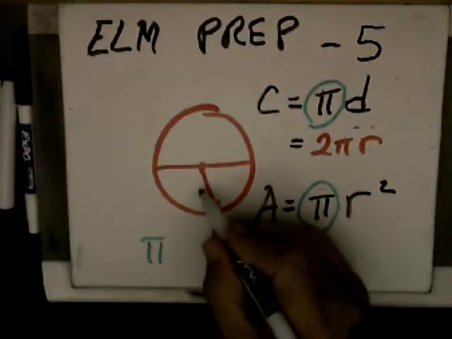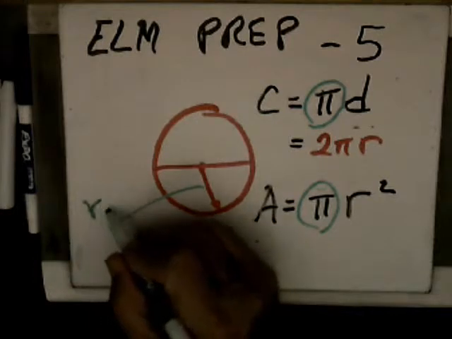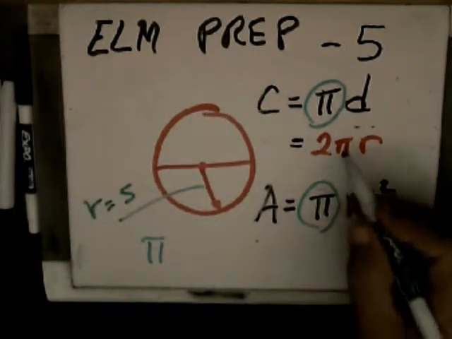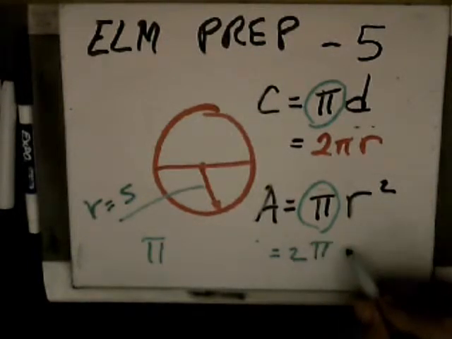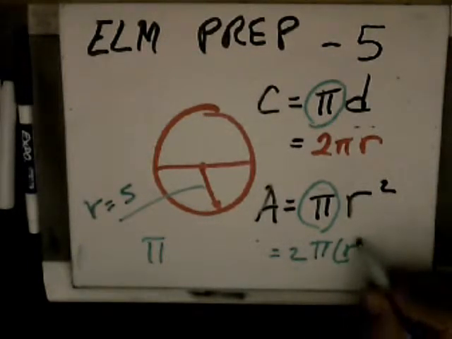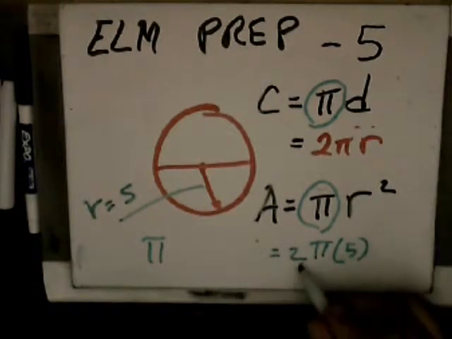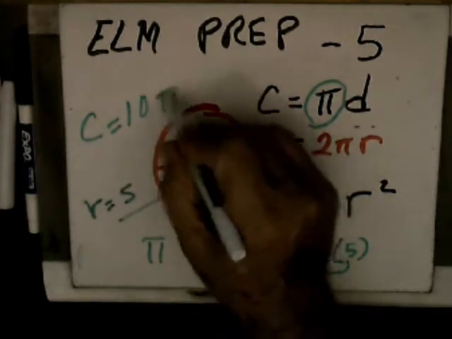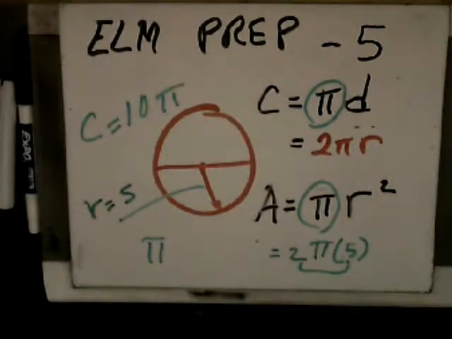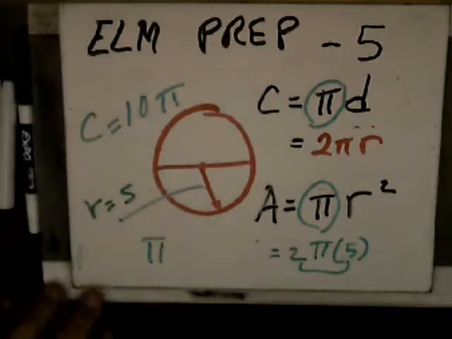So if I told you the radius was equal to 5, then the circumference would be 2 pi r, or equal to 2 times pi times r, which is equal to 5. So 2 times 5 is 10. So my answer, my circumference, would equal 10 pi. And you would leave your answer in terms of pi, which is really nice because all you have to deal with is the 2 and the r. You don't have to figure out a decimal multiplication. So circumference, your answer would be 10 pi.